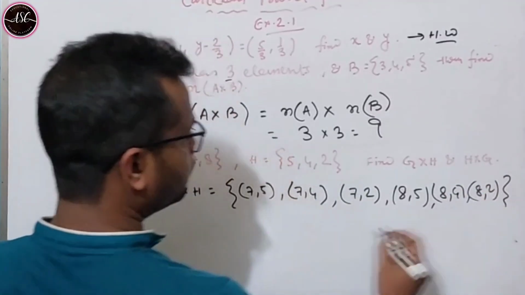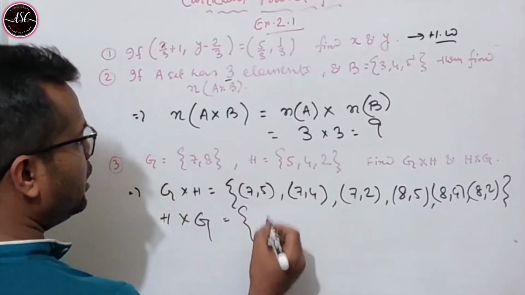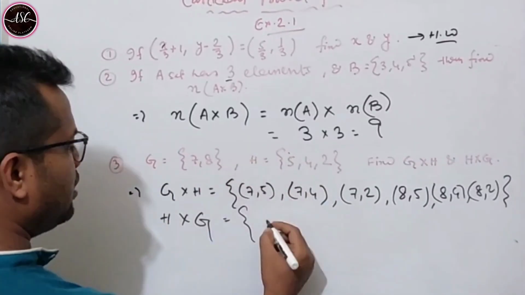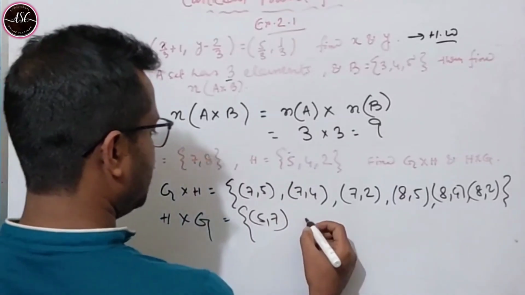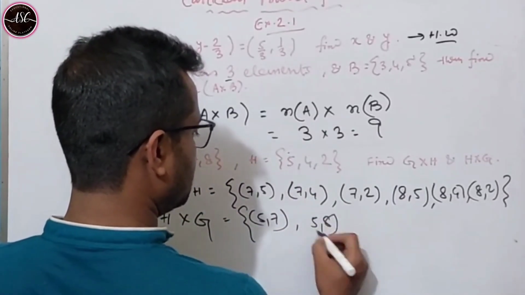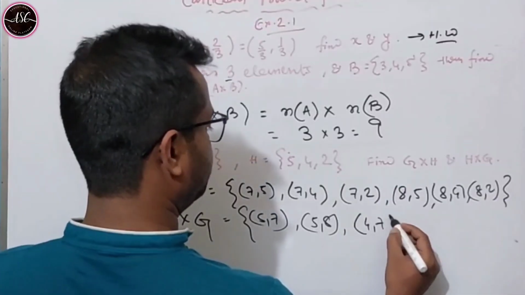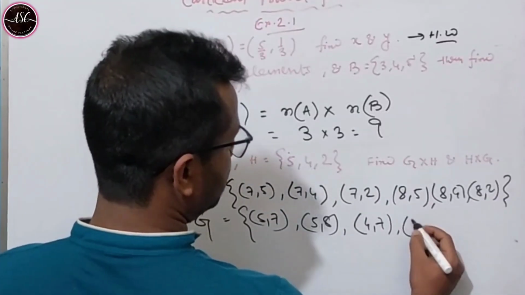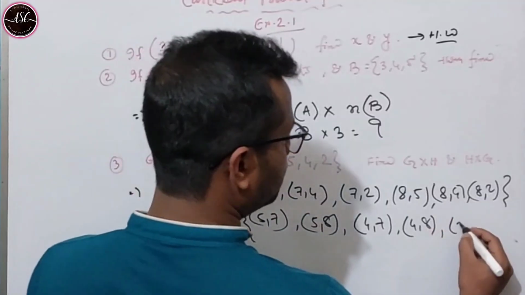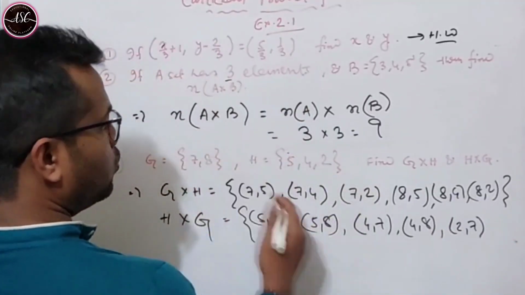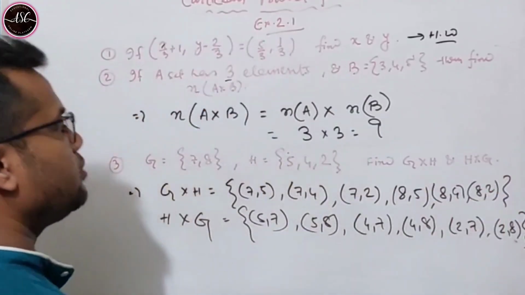And then H cross G will be the first element with the first element, that means (5, 7), then (5, 8). Now the second element: (4, 7), (4, 8). Now (2, 7), (2, 8). Okay, the answer has been completed.